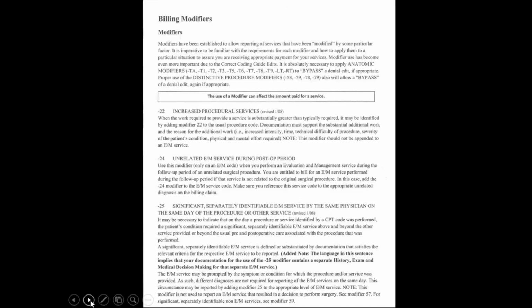Actually, this is perfect. The first modifier in question is the 22 modifier for increased procedural services. As a rule, this is not a modifier for podiatrists to use. Podiatry, in general, is an elective type of situation when it comes to surgery. Better than 99% of the procedures that we perform as podiatrists are classified as elective. They are not mandatory. They are not life-saving.